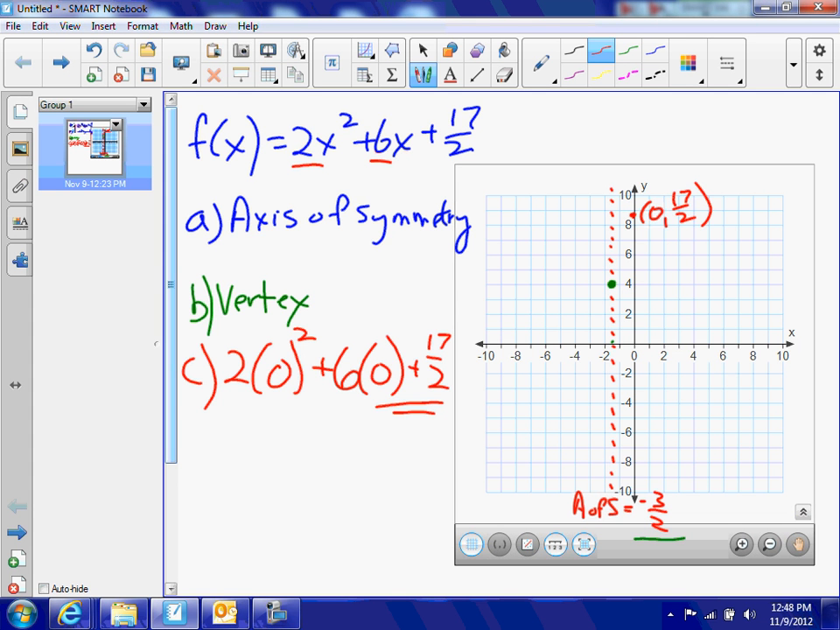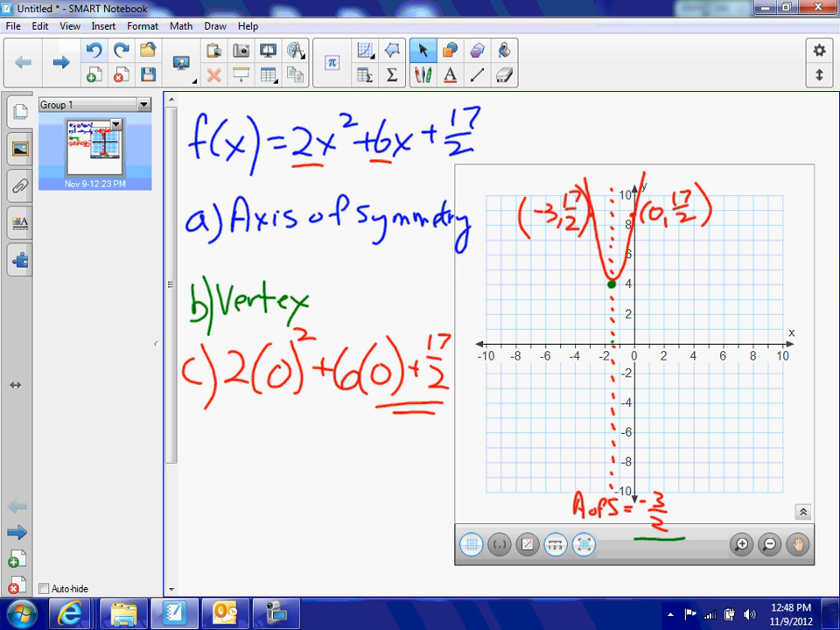And since I know that it's a parabola, and since I know it's going to be symmetrical, and since I know that the space right here between my axis of symmetry and my first point is 3 halves, I have to go 3 halves the other way. So my other point will be negative 3, 17 halves. Now I have my 3 points, and I can draw my parabola. So that is how question 1 works.